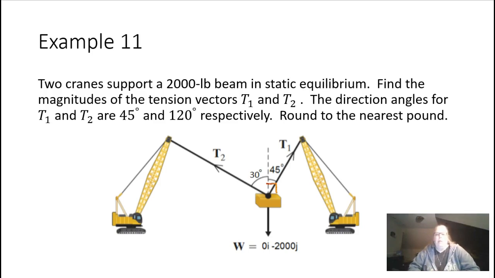We have the vector given down here, 0i minus 2000j. We could write that in terms of the sine and cosine. The magnitude here is 2000, and our angle, because it's pulling directly down, is 270 degrees. So we have 2000 cosine 270 i plus 2000 sine 270 j.